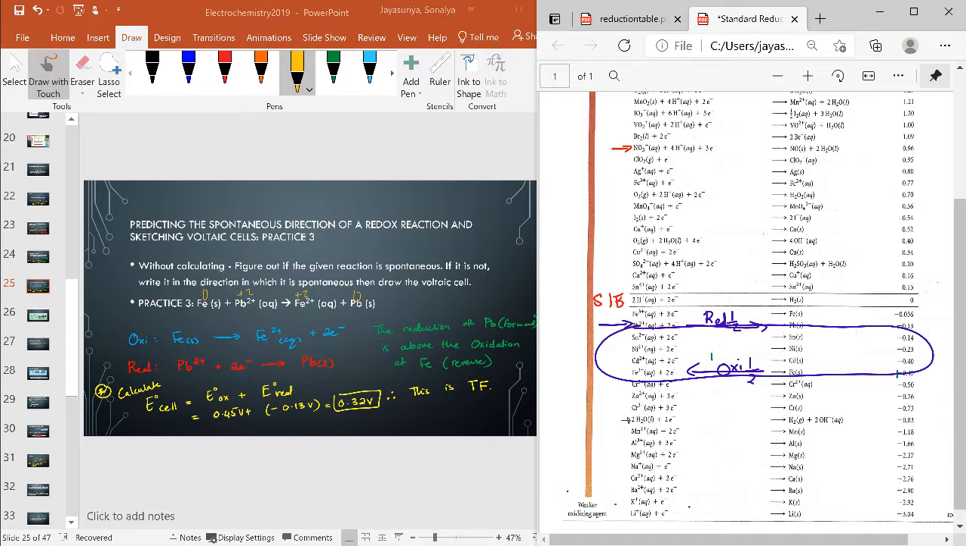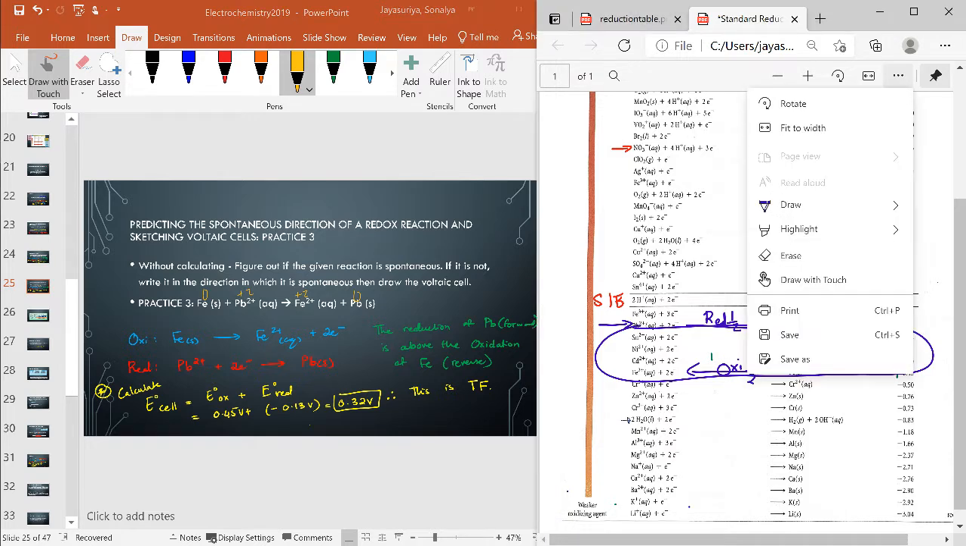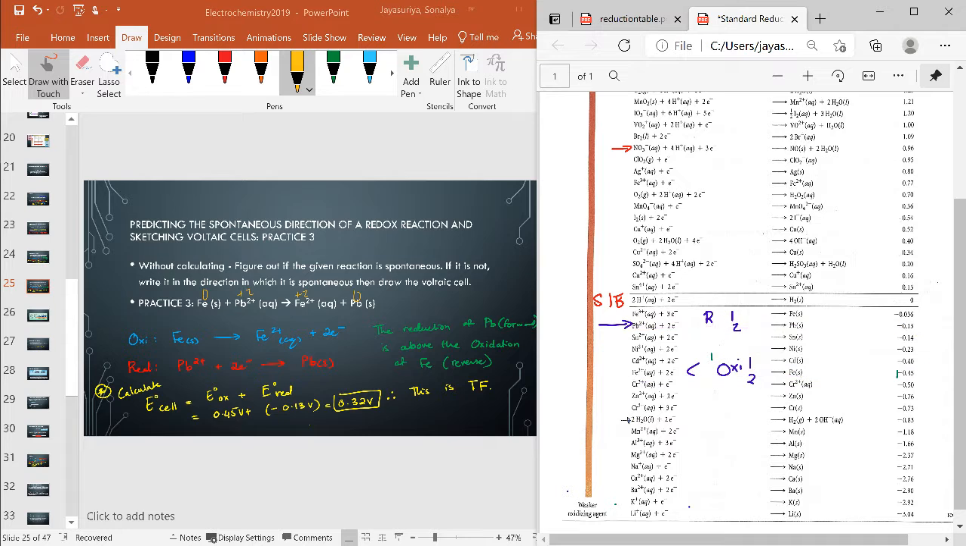This is thermodynamically favorable, and you can justify it using the calculation. It's 0.45 plus negative 0.13 volts is equal to 0.32 volts. It's a positive value, thermodynamically favorable. Also, lead is less negative than iron. Lead's reduction potential is less negative than iron, which means it is the one that wants to be reduced. And iron being more negative than lead is going to want to be oxidized.